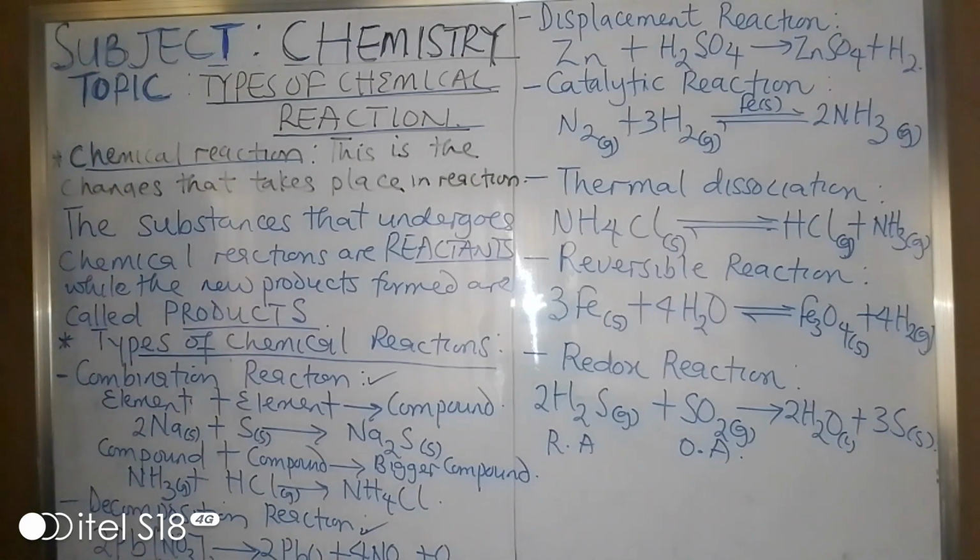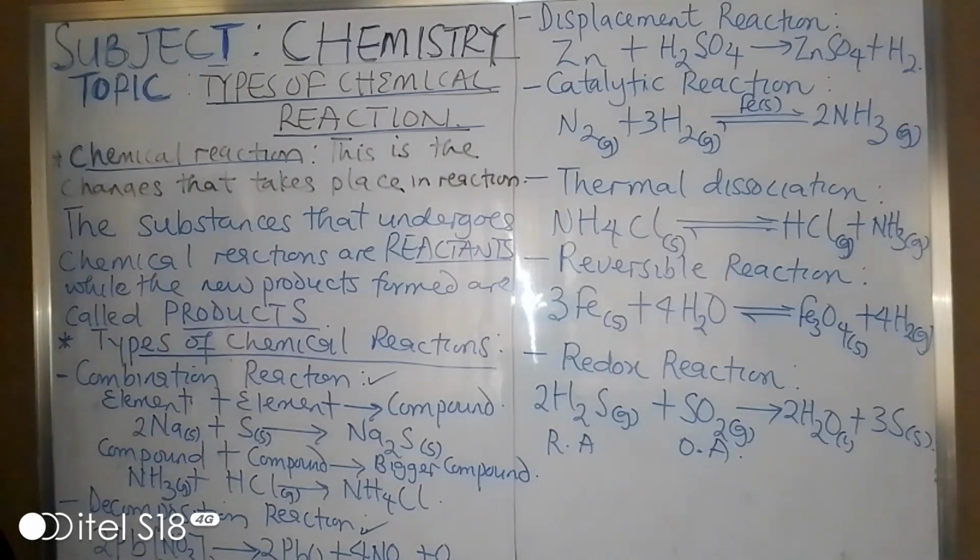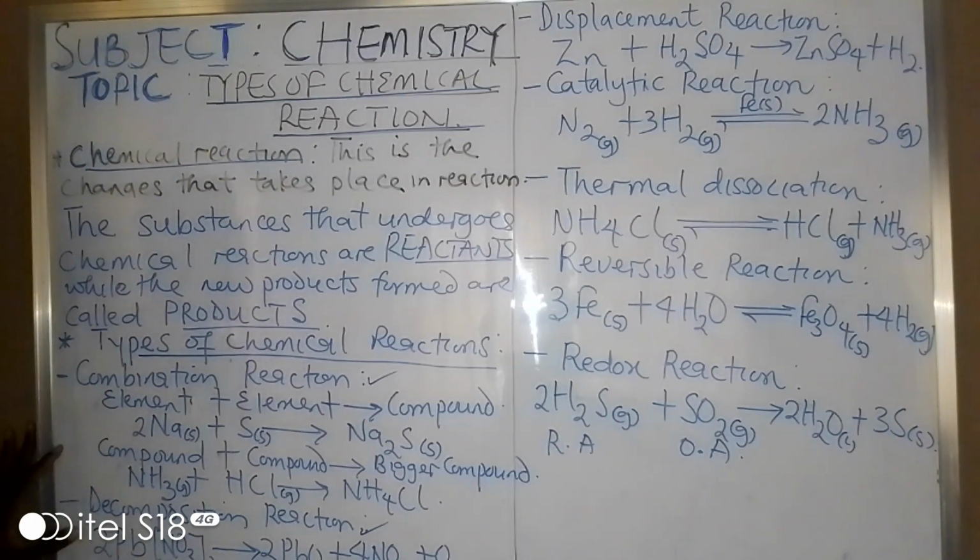Example here, lead nitrate: 2 moles of lead(II) nitrate split to give us what? 2 moles of lead oxide plus 4 moles of nitrogen dioxide with what? Oxygen gas. So we are able to see that lead nitrate splits into what? Lead oxide, nitrogen dioxide, and then what? Oxygen gas, under decomposition reaction.